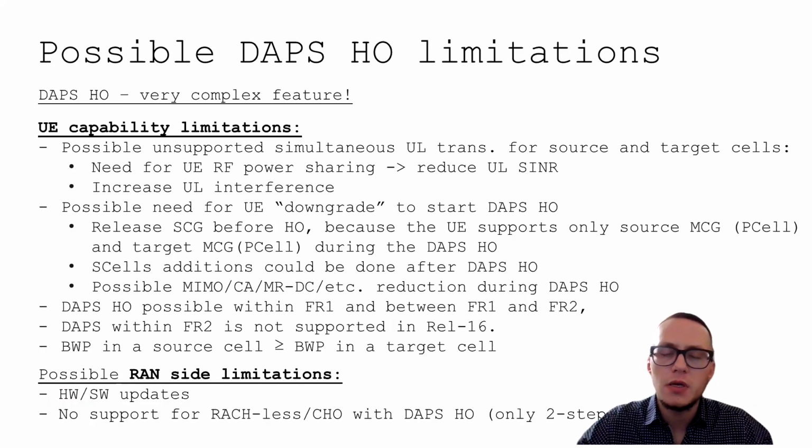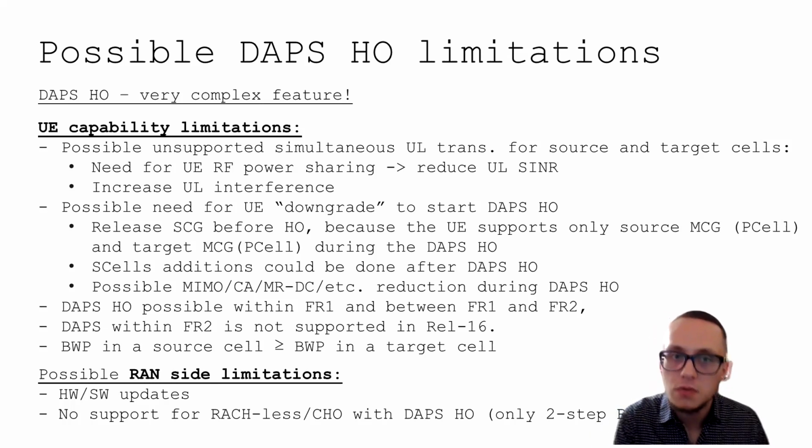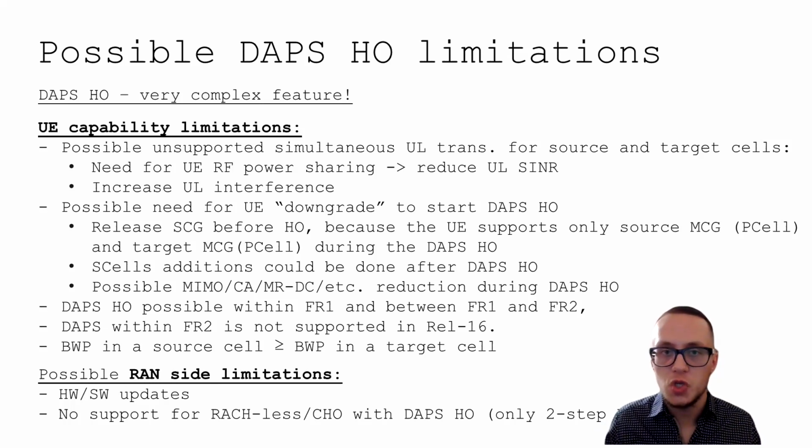Before talking about handover diagrams, I would like to highlight possible DAPS handover limitations. Basically, there are two types of limitations from the UE side, which are all about the complexity and capabilities of user equipment. There is a very high probability that at least the first UEs with Release 16 will not support simultaneous uplink transmission for the source and target cell. Only downlink transmission will be allowed.